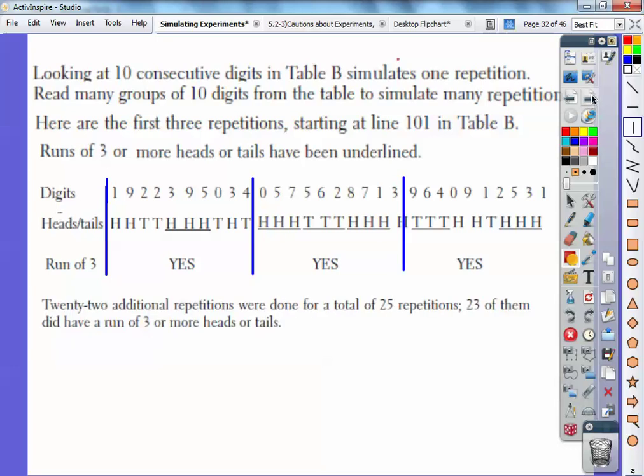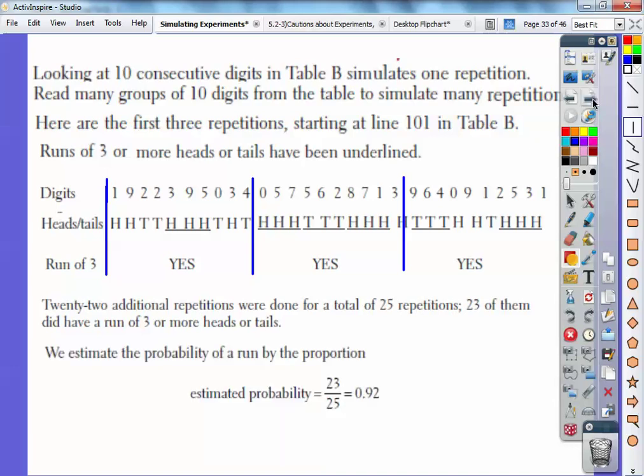It asked us to do this 25 times. So that was 3 times right there, 3 groups of 10. So if we did it 22 additional repetitions, 23 of them had a run. That meant 2 of them didn't have a run of that. So the estimated probability of getting a run of 3 heads or 3 tails is about 92%. That was our simulated chance right there.